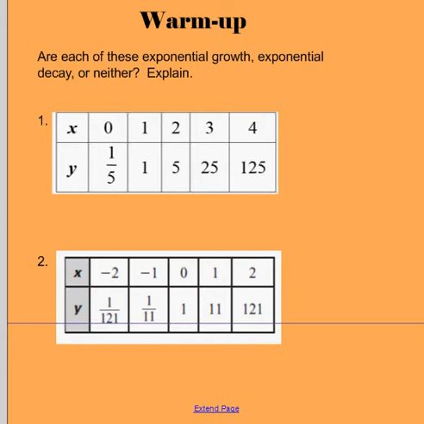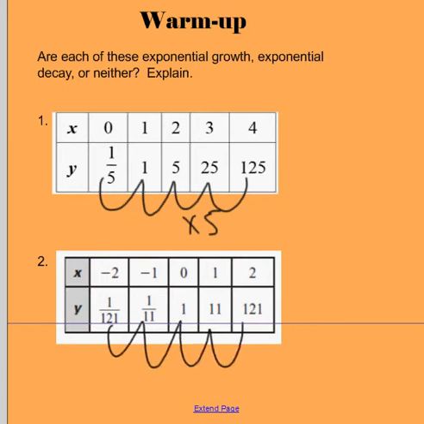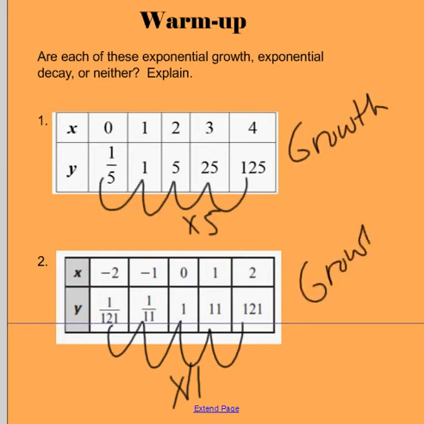Welcome back. If we take a look at number 1, if you take a look at the relationship here, you're multiplying by 5 each time. That tells us that's an exponential relationship. Taking a look at number 2, you are multiplying by 11. So it's exponential growth. So both of these are growth. Keep in mind, if you took all these values and graphed them, you would have a curve that was going up. So that's another way you can tell whether it's exponential growth or decay.